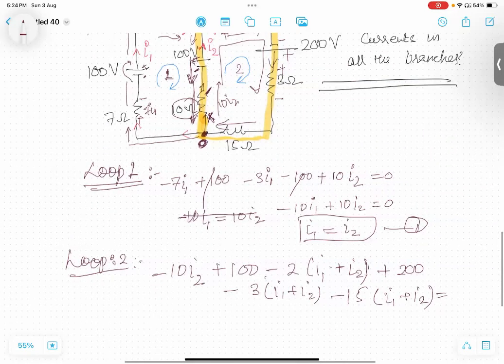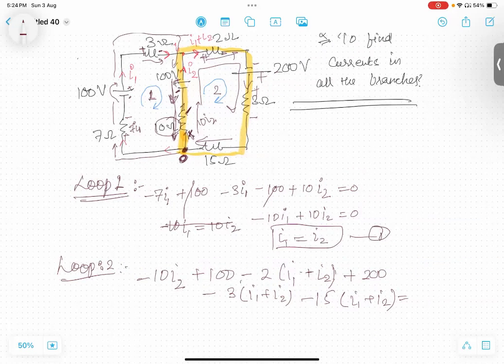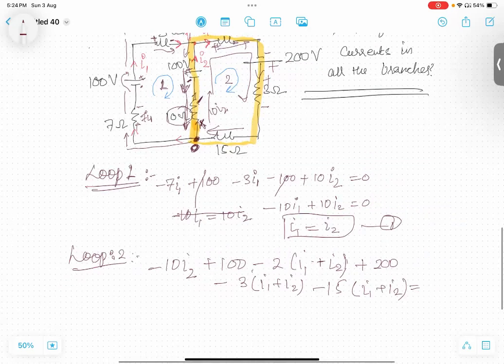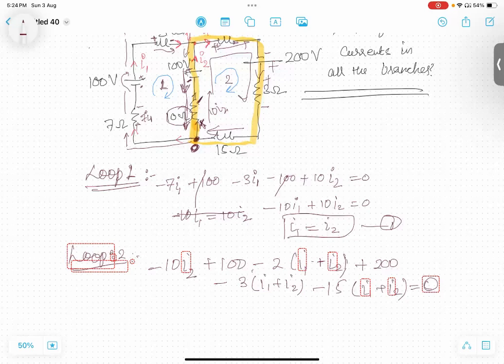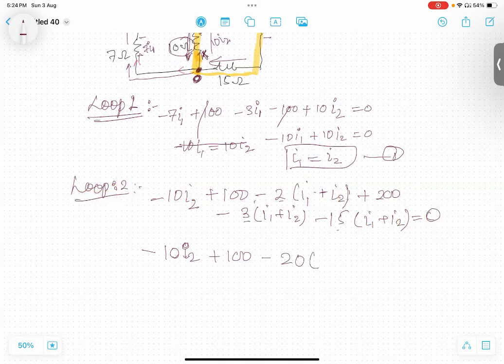There was some technical error. We now know how we wrote this statement of KVL in loop 2 as well. We will move further and we will get one more equation from here. The equation will be minus 10 I2 plus 100. 2, 3 and 15 will become minus 20(I1 plus I2) plus 200 equals 0.